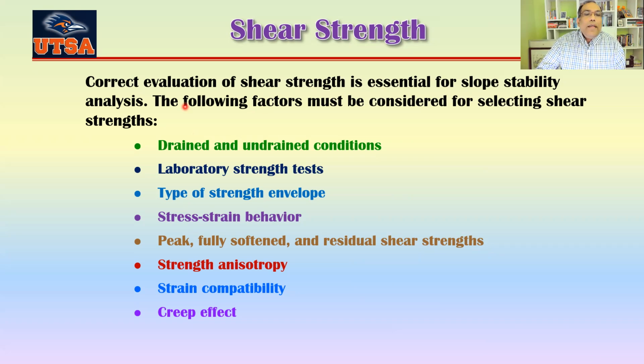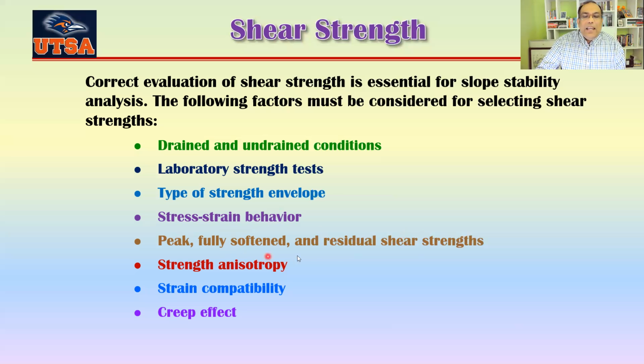Now, these are the factors that must be considered for shear strength: whether you are going to use drained strength or undrained shear strength, laboratory strength test, what kind of test you are trying to do in the laboratory, type of strength envelope, whether this one is linear or non-linear, and stress-strain behavior, meaning how you are going to pick the strength. Is it based on peak stress, or is it strain based or something like that? And then peak, fully softened and residual shear strength, what you are going to use.